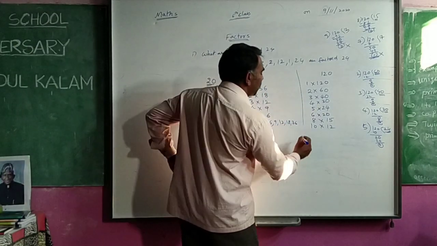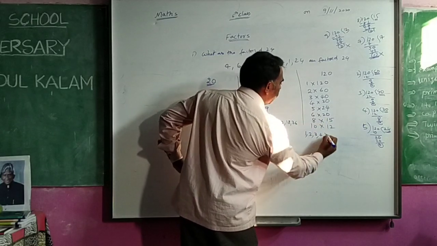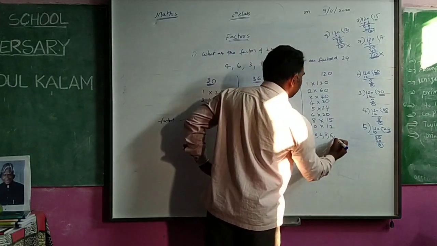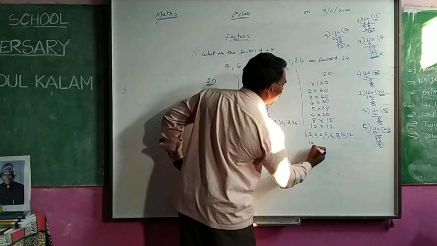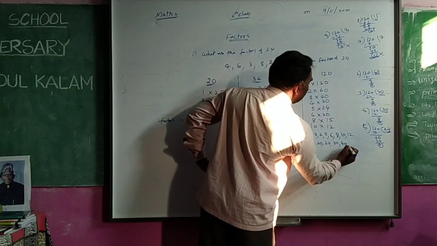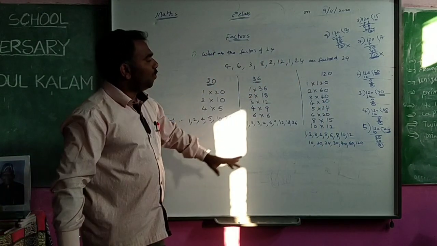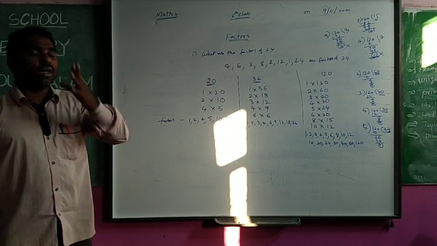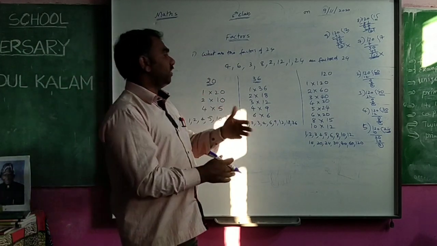So, what are the factors here? Can you say? 1, 2, 3, 4, 5, 6. 12 is already there. That's why you stop there and you write all these numbers: 1, 2, 3, 4, 5, 6, 8, 10, 12, 15, 20, 24, 30, 40, 60 and 120. These are all the factors of 120. This is the way of finding the factors without missing any one. We are going to write all the factors without missing any.